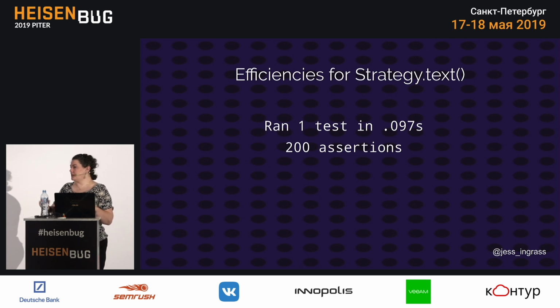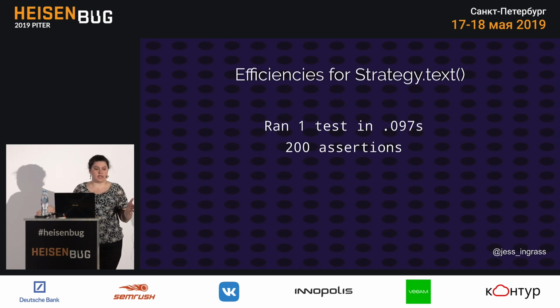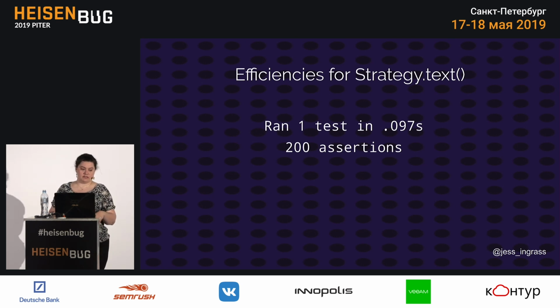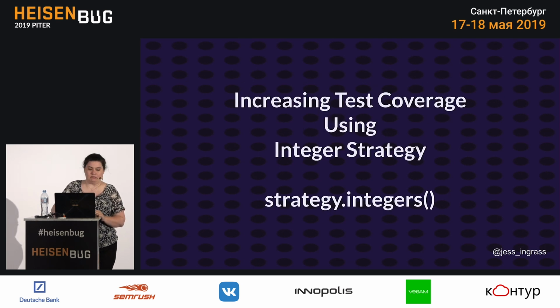So essentially, when I did this test, it's a very simple test, but I ran one test to do that shift, 200 assertions, and less than 1/10 of a second. So I'm good, I'm happy about this. So let's see another strategy, because letters is really nice, but it's not the only thing that exists.